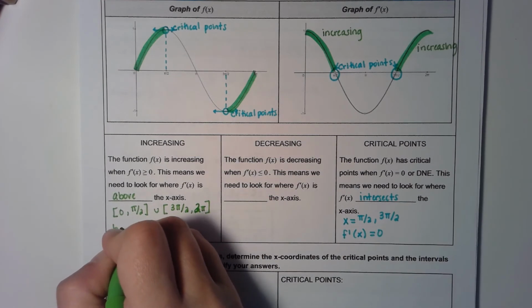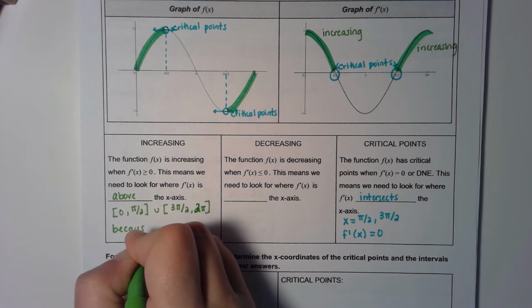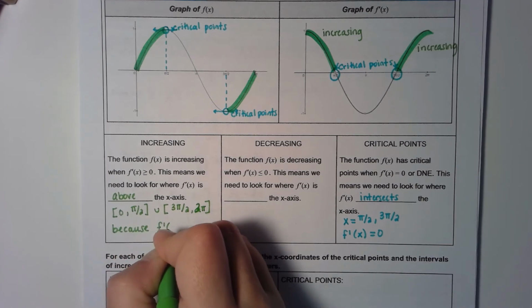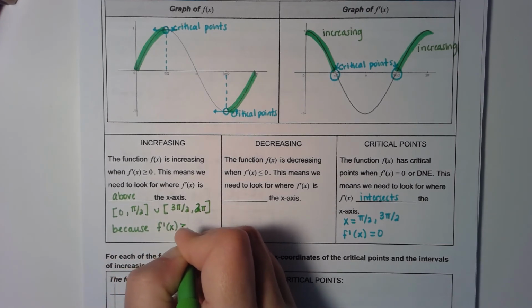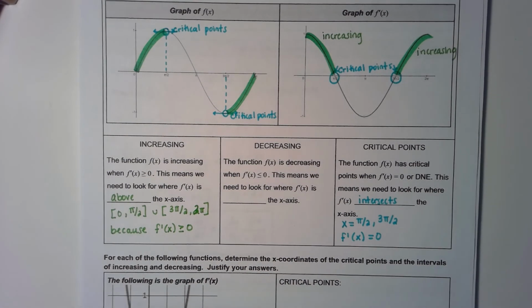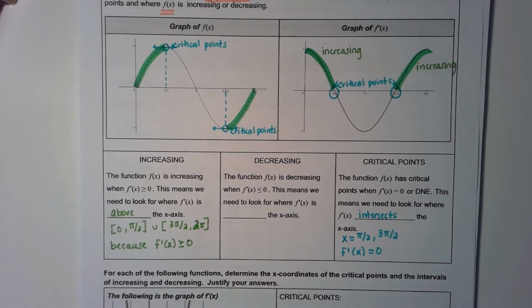And our reason is the same. It's because the derivative is greater than or equal to 0. It's just that when you're looking at the graph of the derivative, that is going to be the places where you have a graph that's above the x-axis.